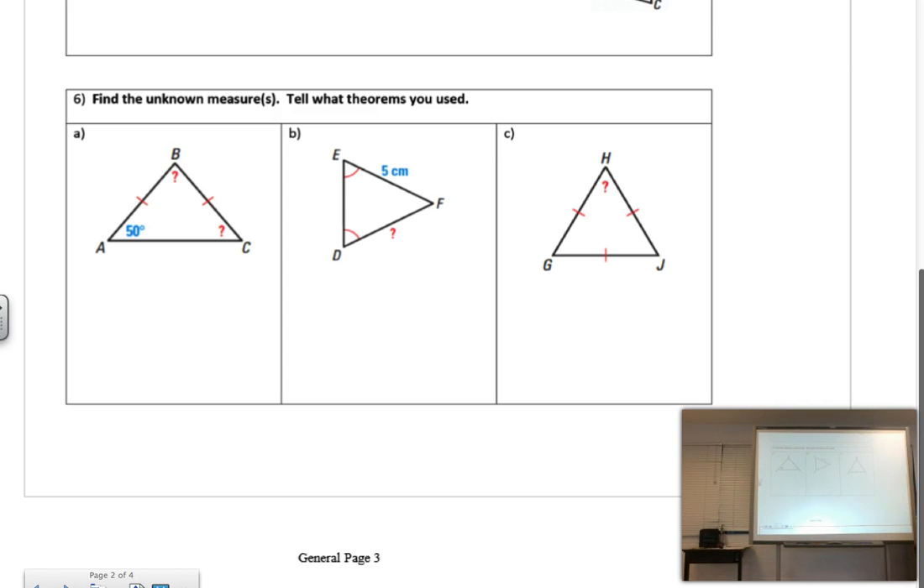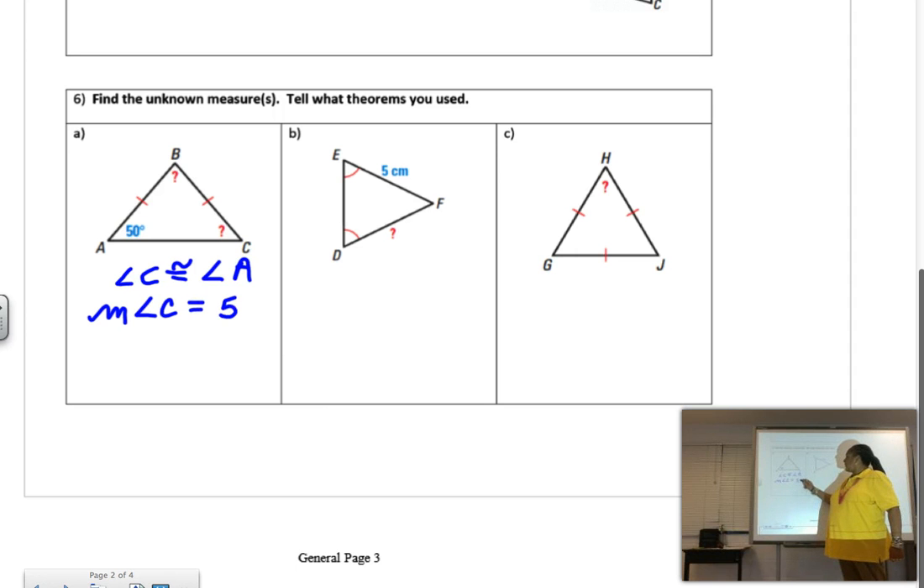Okay, so bless you. Which angle am I going to indicate is congruent to which angle? The base angles. Angle C is congruent to what? Angle A. Okay, so if angle C is congruent to angle A, will that help me find the measure there? What is the measure of angle C? 50. So the measure of angle C equals 50.